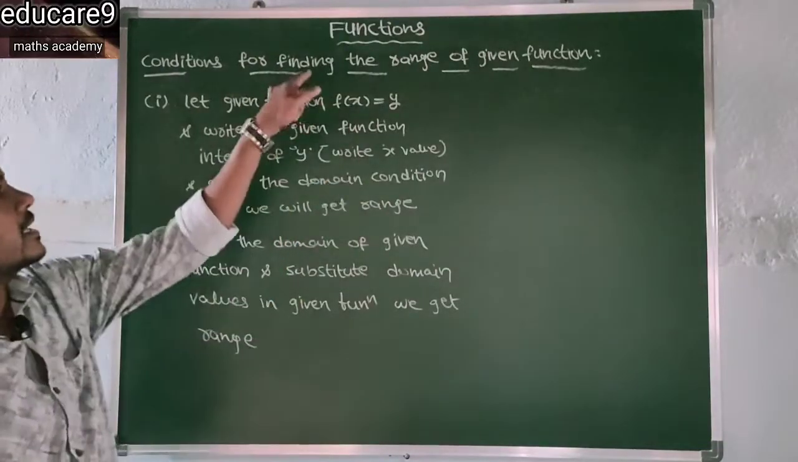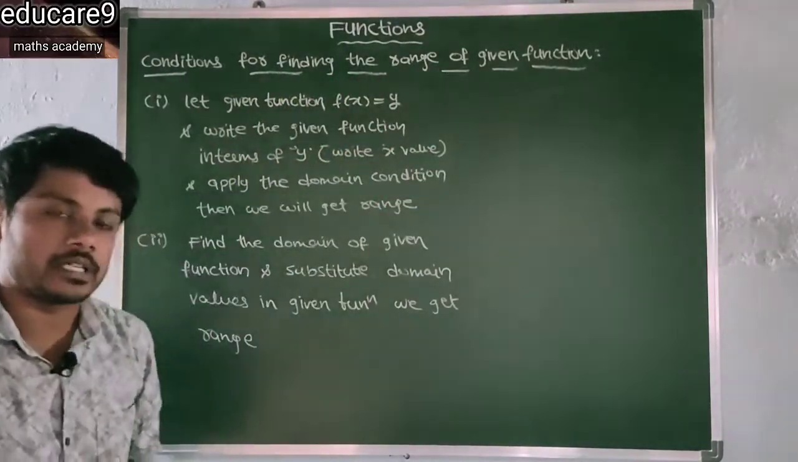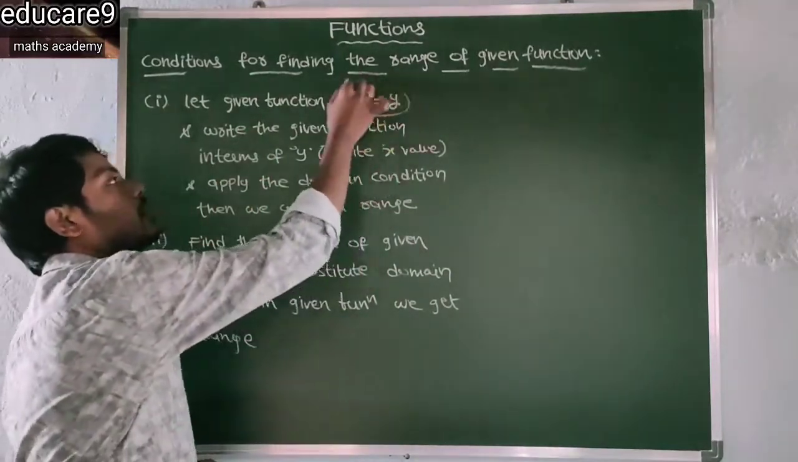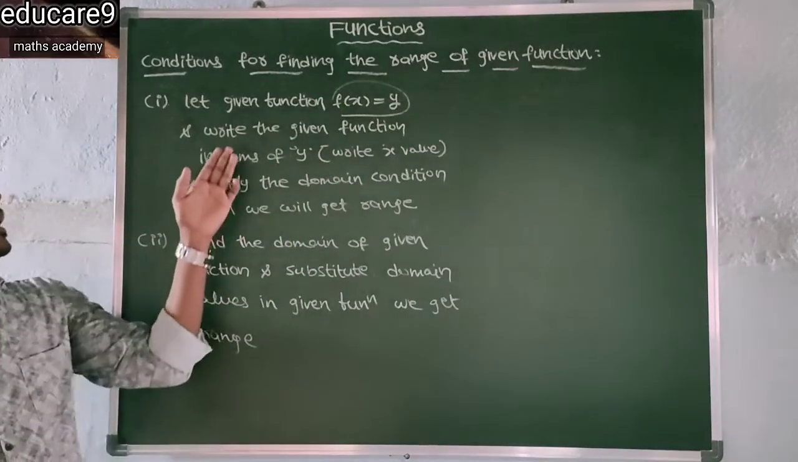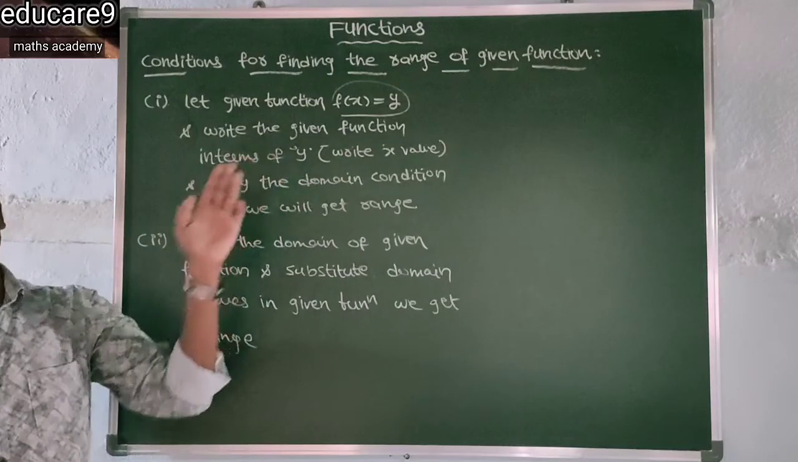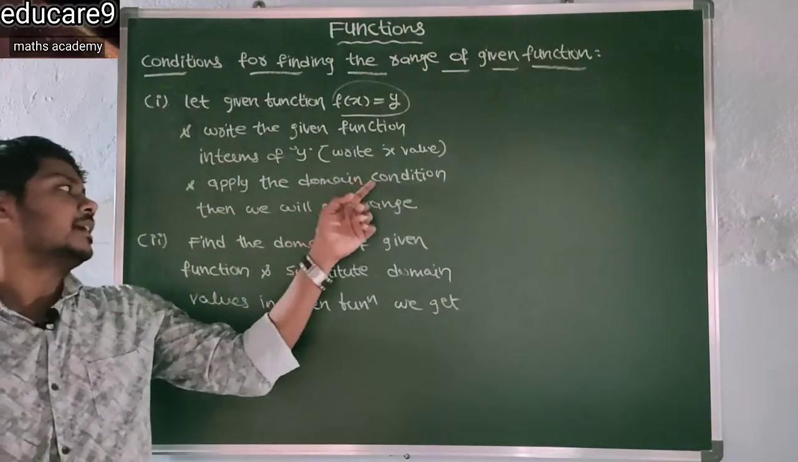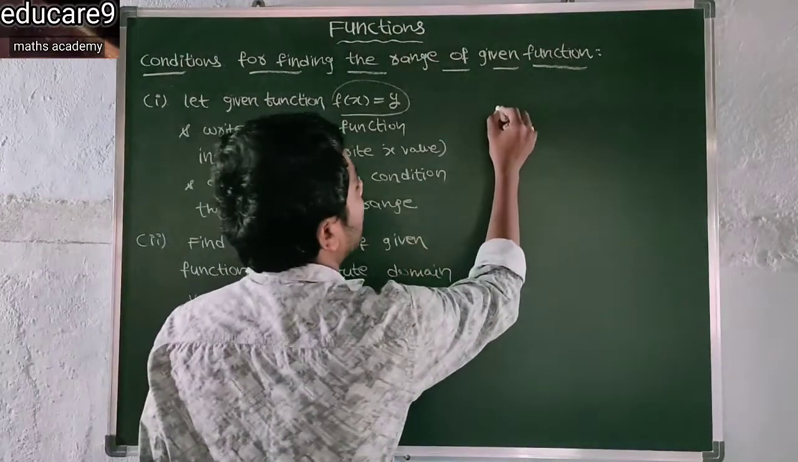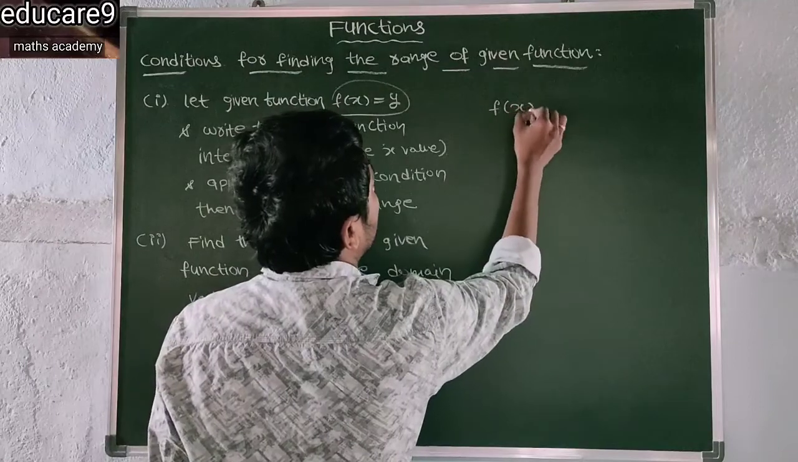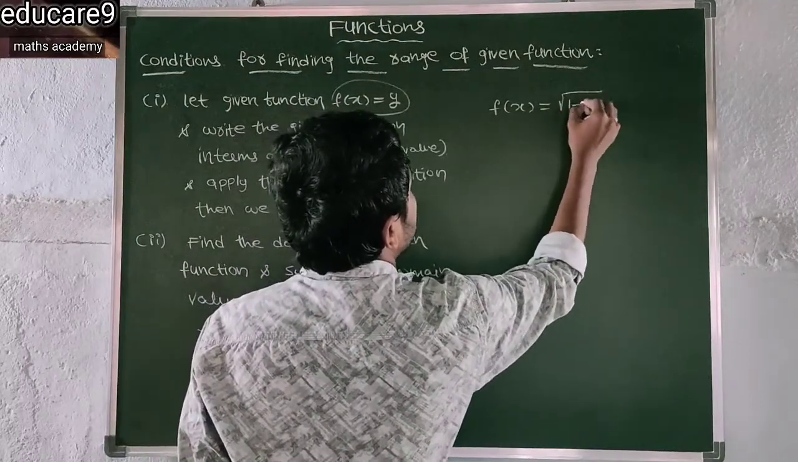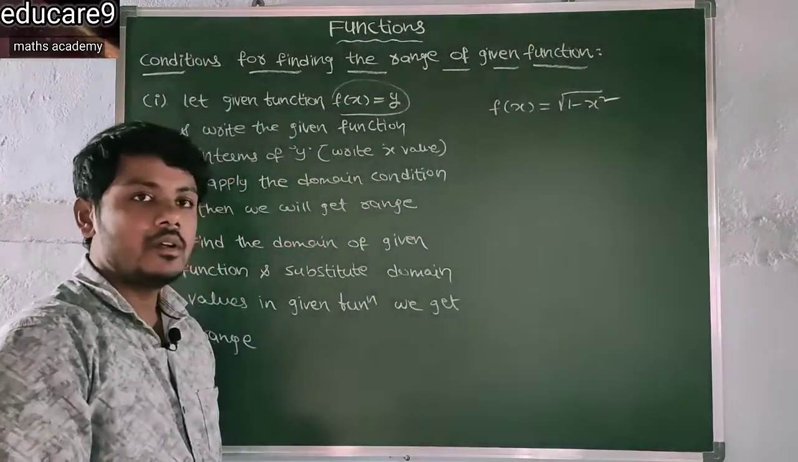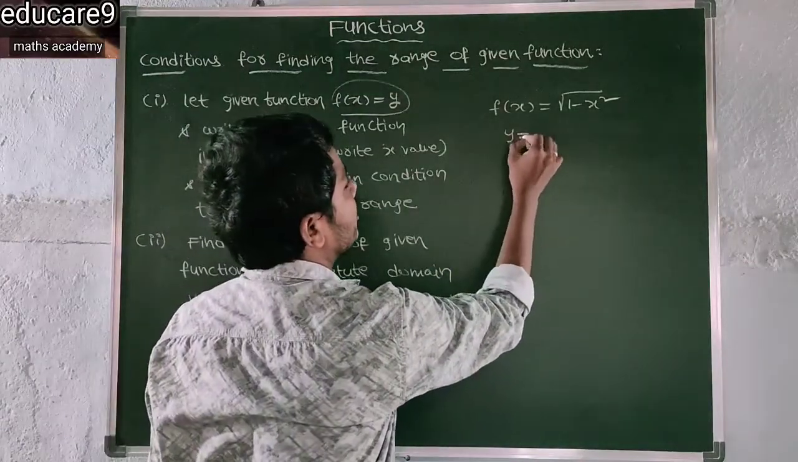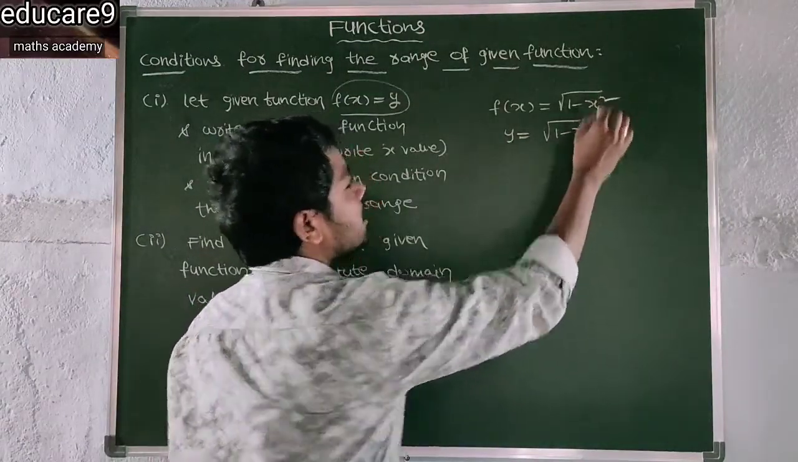See our next one, conditions for finding the range of the given function. So the first condition: let the given function be equal to y. Now write the given function in terms of y and apply the domain conditions, then you will get the range of the given function. For example, f of x is equal to under root of 1 minus x square. For finding the range, let the given function be equal to y.